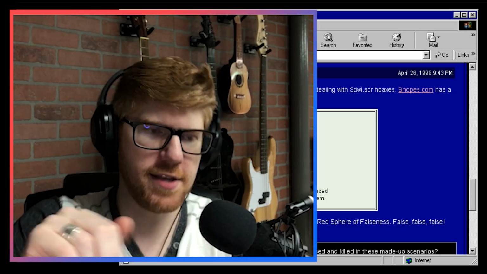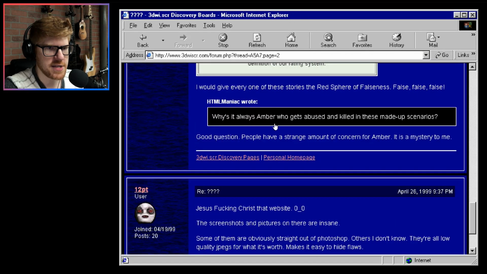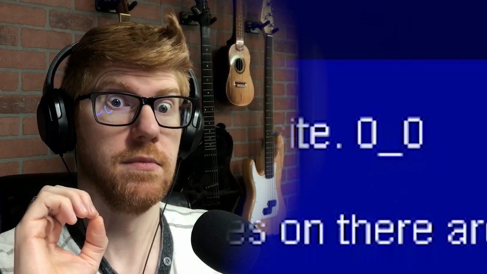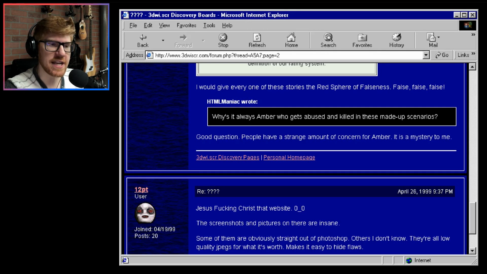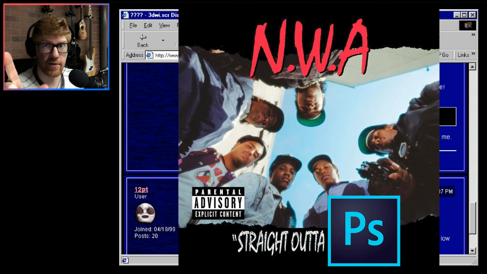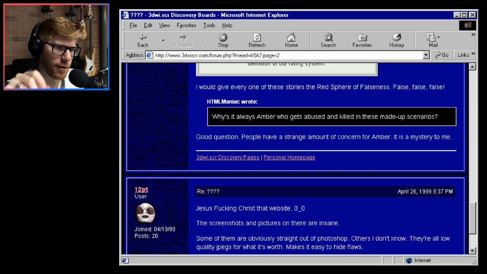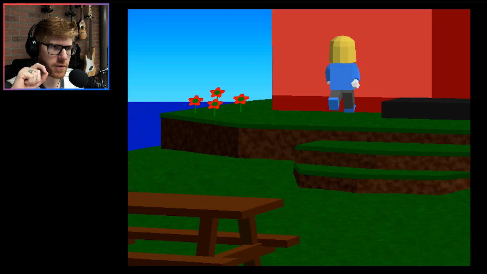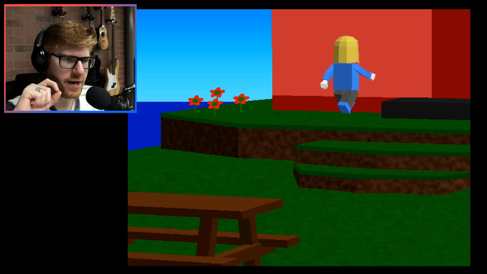False, false, false. Jesus. Why is it always Amber? Good question. People have a strange amount of concern for Amber. It's a mystery to me. I hate this still. I still hate this. Jesus fucking Christ, that website. The screenshots and pictures on there are insane. Some of them are obviously straight out of Photoshop, which is my favorite album, by the way. Others, I don't know. They're all low-quality JPEGs for what it's worth. Makes it easy to hide flaws. That's true. Ooh, okay. We're back. We're close. We're zoomed in. Holland?